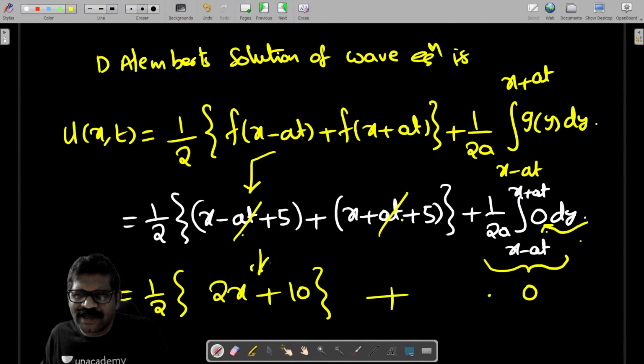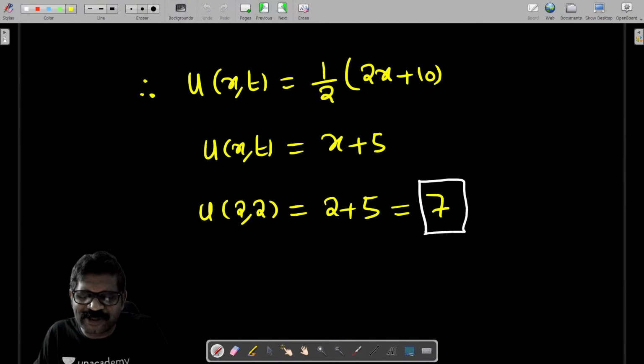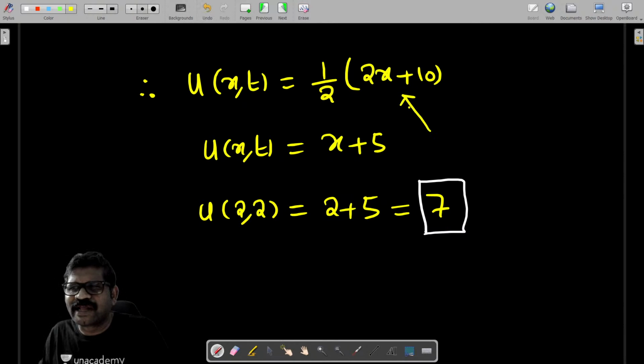Suppose if the first function is 2x plus 2at plus 10, then compulsorily we have to substitute the a value. Here a is not involved in your solution, that's why I need not substitute. Did you understand? The solution is not involving a. Suppose if you have 2x plus 2a plus 10, compulsorily we have to substitute the a value 3 there.